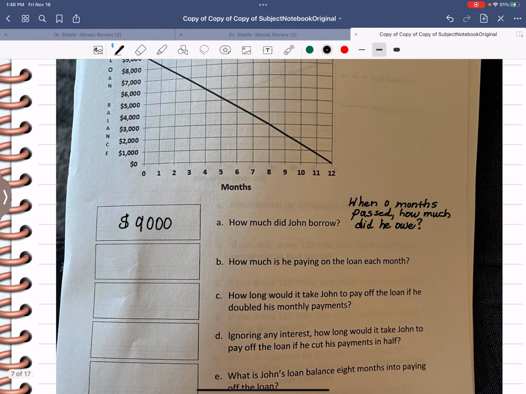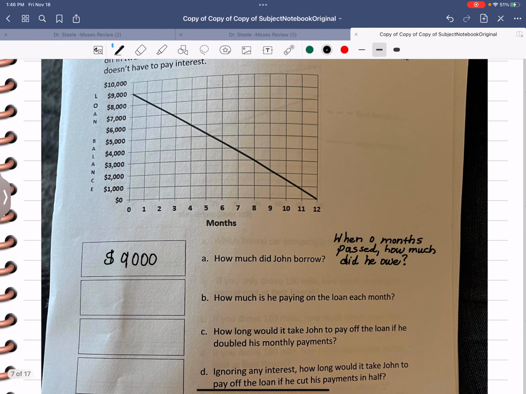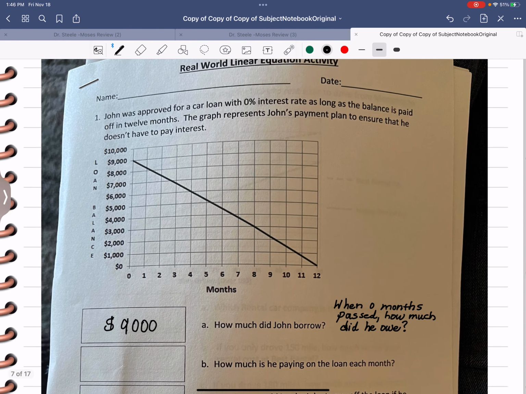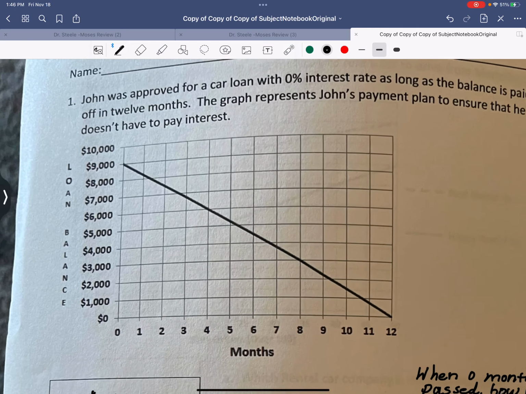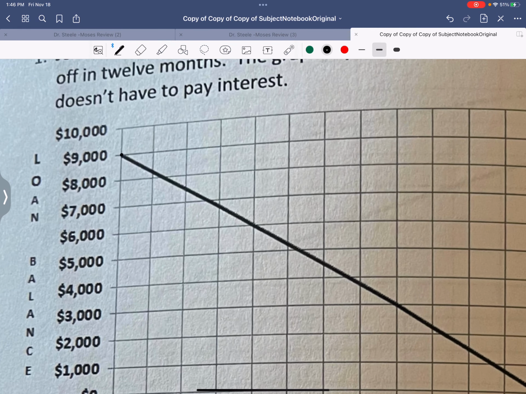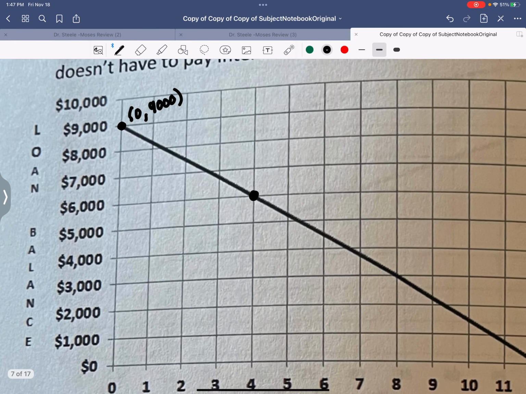How much is he paying on the loan each month? Well, to find this one, I want to find slope. So I can tell you that slope is negative because the balance is decreasing. And I'm going to pick a couple of points that I can tell are spot on the intersection. I'm going to use 0, 9,000. You could pick any two. And here's one at 4, 6,000.